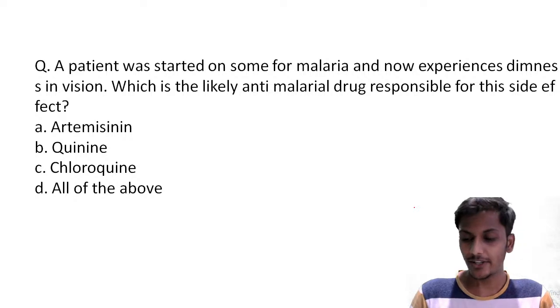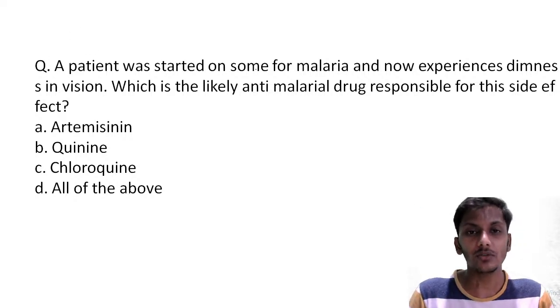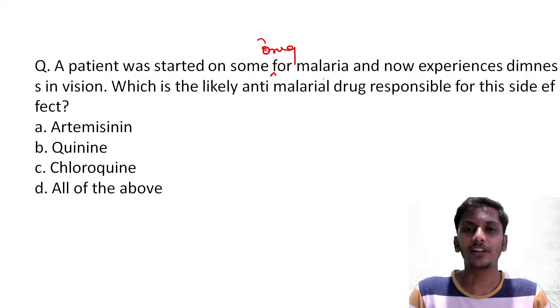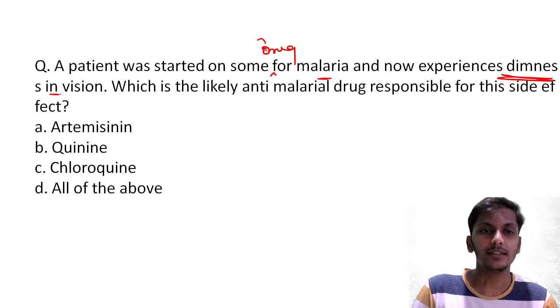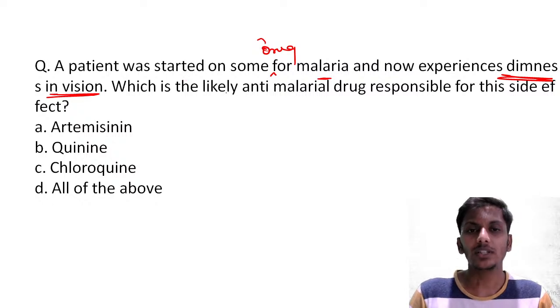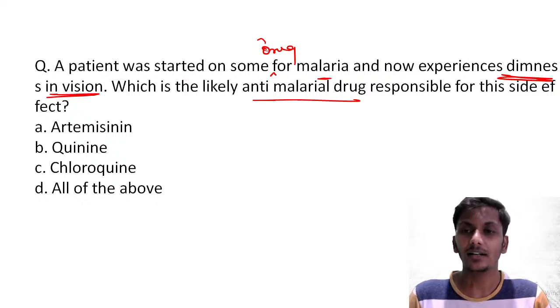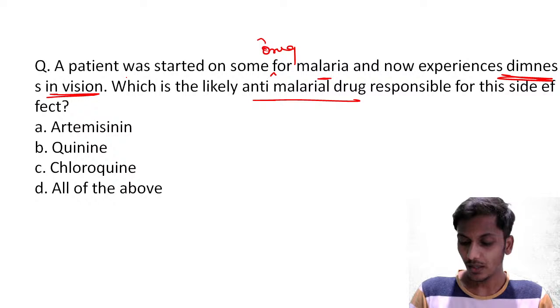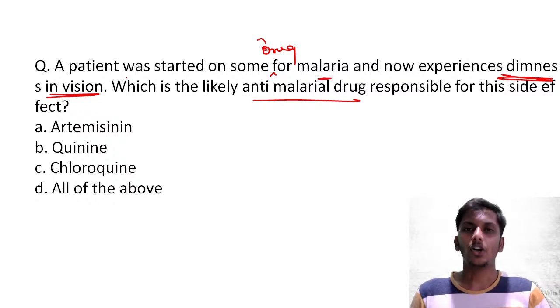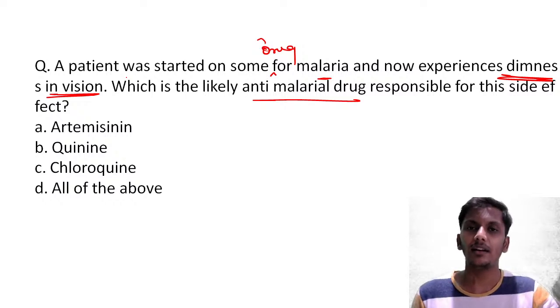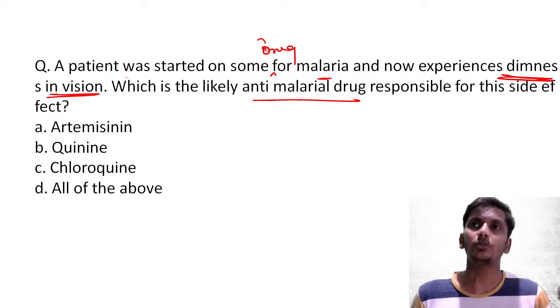Okay, moving further guys, talking about the last question of the evening. It states a patient was started on some drug for malaria and now experiences dimness in vision. There is diminution of the vision. Which is the likely anti-malarial drug responsible for this side effect? We have studied all the drugs. ACT is the drug of choice. In the northeastern states, artemether plus lumefantrine; in other parts of the country, artesunate plus sulfadoxine-pyrimethamine combination.